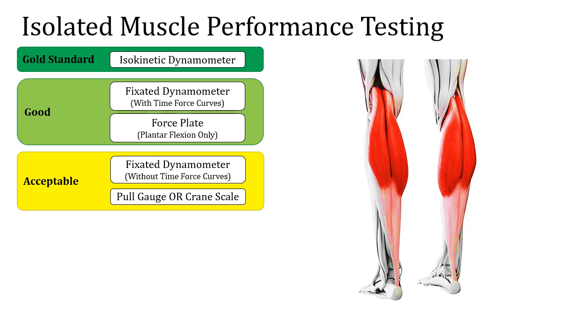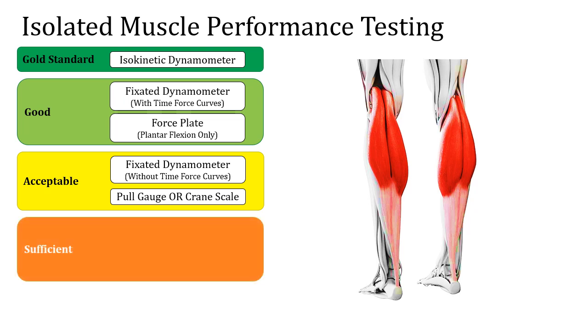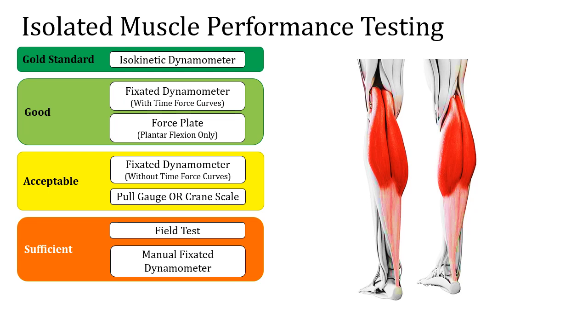And then the acceptable category, which is your fixated dynamometry without time force curve. This includes your pull gauge and or crane scale. Then we have our sufficient category, which gets the job done, but it is not optimal nor necessarily ideal, but certainly gives you a gauge as to someone's strength or muscle performance or endurance, depending on which construct we're looking at. This includes your 1 RM testing, your multiple RM testing. It also includes manually fixated dynamometers.